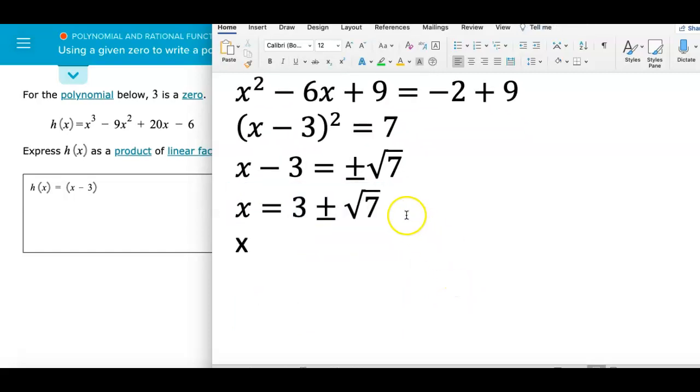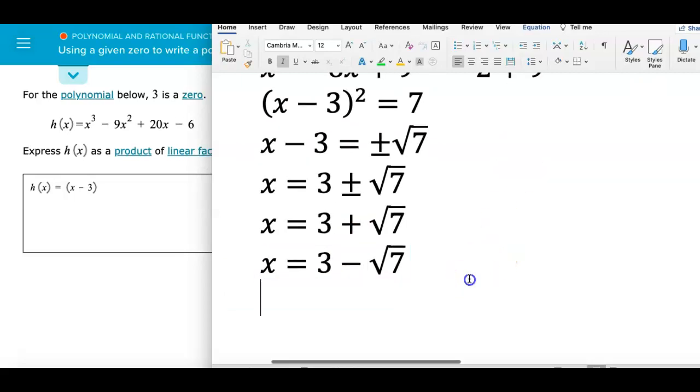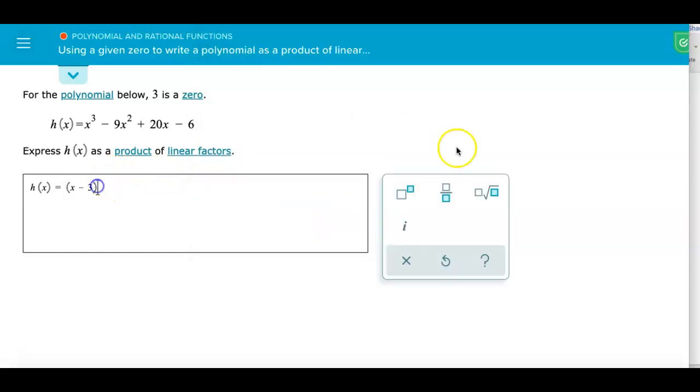But once you have your zeros, 3 plus or minus square root of 7, I can go ahead and separate these. I can say the first zero is 3 plus square root of 7, and the other zero is 3 minus square root of 7. Using this, I should be able to write the other factors. Because remember, guys, a factor is always x minus c, where c is the zero. So I'm going to say x minus this, and the other factor will be x minus this. So take a look. I will be typing over here.